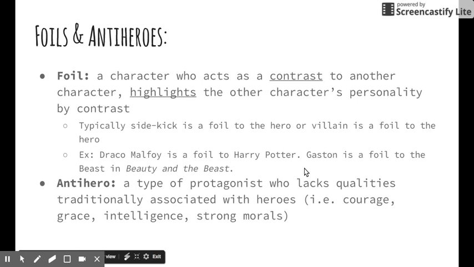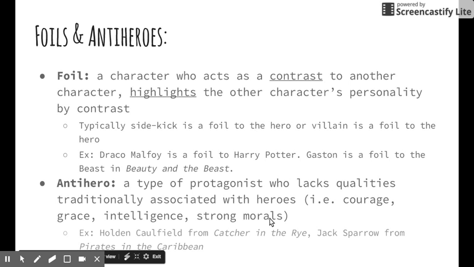The last one for characters is an antihero. This one is a protagonist, so it is someone who is the main character, but it's somebody who lacks the qualities that we usually associate with heroes. So it's somebody who is still the main focus of a book or a movie or a TV show, but they don't have that moral quality that we usually associate with our main character. So they'll be somebody who's important, but who just doesn't have one of those traits like courage or grace or intelligence or strong morals. A couple of examples.